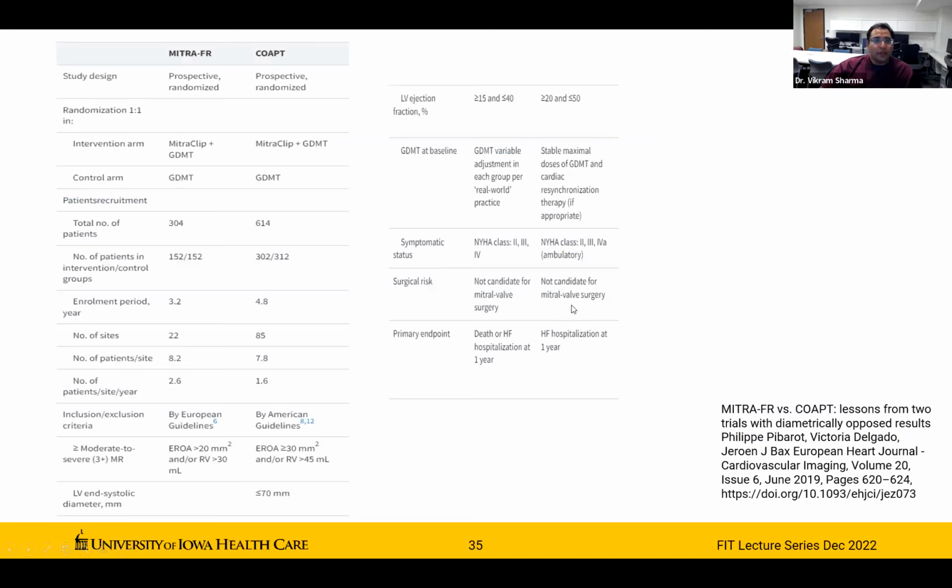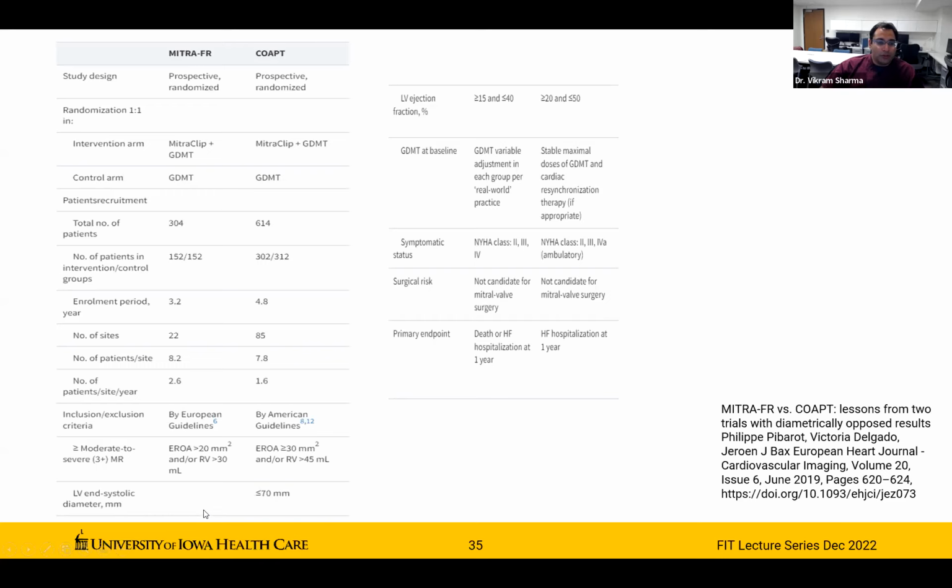What was different in the two studies that could explain the big difference in the outcome? We talked about the difference in the cutoffs for mitral regurgitation. The ROA cutoff in Mitra-FR was 20, whereas it was 30 in the COAPT trial, and also the regurgitant volume was greater than 30 compared to greater than 45. So a more severe mitral regurgitation spectrum here.